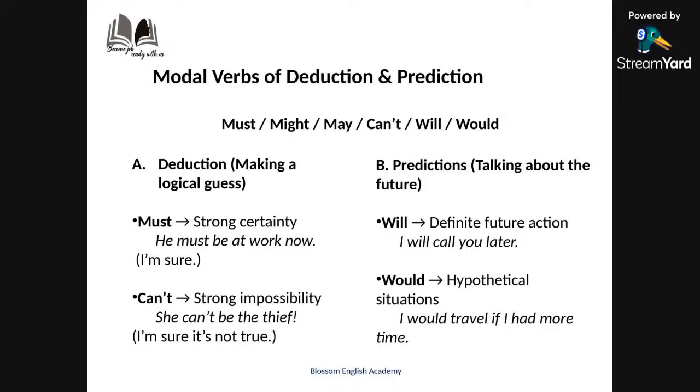And then we have predictions. Predictions are nothing but talking about our future, where you use will and would. Will is used to define the future action, the action that will take place, which means it is going to happen for sure.